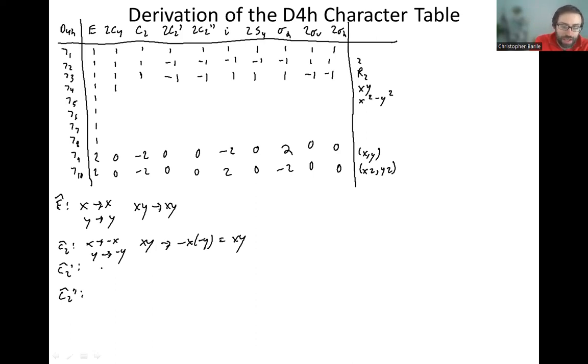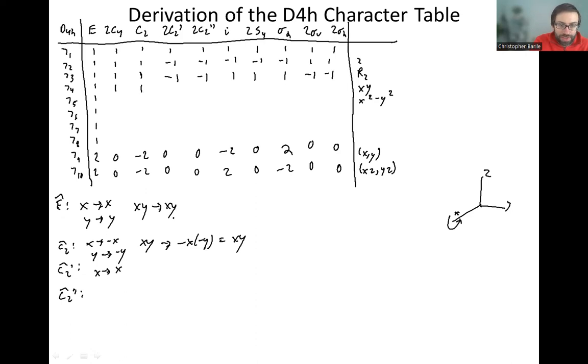C2 prime. That one, our C2 prime, was defined as going along our x-axis here. And so this is x, y, and z. So if you have an x vector, that's not going to do anything. So x went to x. Sorry, this was C2, guys. So I did C2. That is going to be 1.